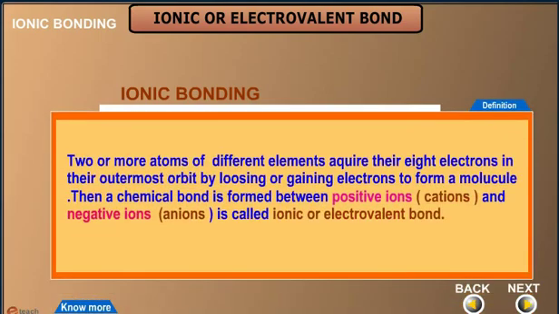Definition: two or more atoms of different elements acquire their 8 electrons in their outermost orbit by losing or gaining electrons to form a molecule. Then a chemical bond is formed between positive ions, that is cations, and negative ions, that is anions, is called ionic or electrovalent bond.